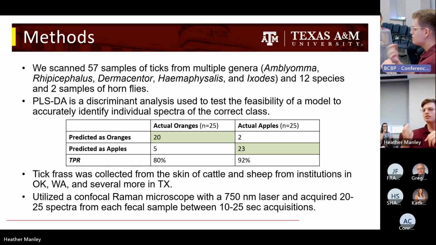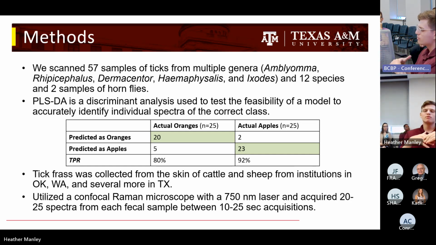Our methods: we've scanned 57 samples of ticks from multiple genera. Amblyomma vectors pathogens that cause things like Rocky Mountain spotted fever, rickettsialpox, and other rickettsial diseases. We have Rhipicephalus, which is our cattle fever tick that I talked about earlier. Dermacentor also vectors pathogens that cause Rocky Mountain spotted fever. Haemaphysalis vectors pathogens that cause tick-borne encephalitis. And Ixodes, which hopefully some of you are familiar with, vectors the pathogen that causes Lyme disease. Within those 5 genera, we have 12 species total of ticks, as well as 2 additional samples of horn flies.